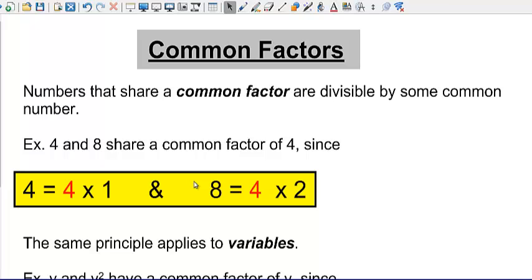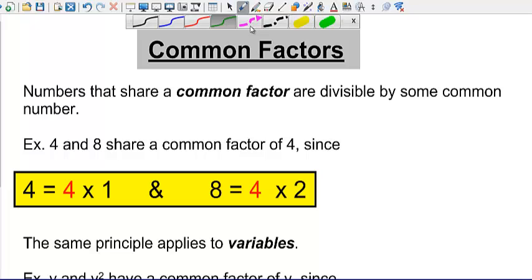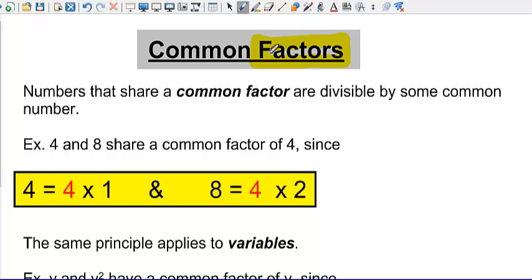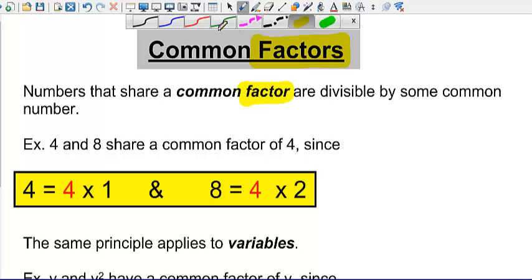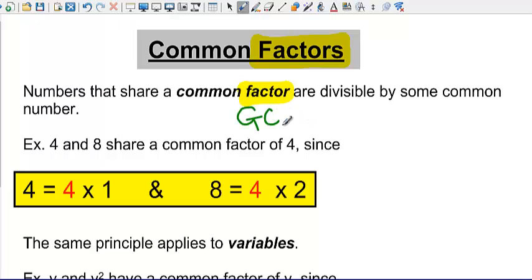All right, so welcome to my first lesson on factoring, entitled Common Factors. For the next few lessons, we're going to be talking about a mathematical process called factoring. Actually, a word that you've probably seen before when you're talking about greatest common factor, or GCF. I'll come back to that concept in just a second.